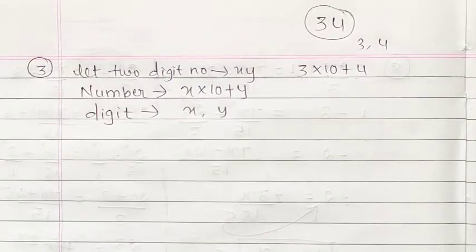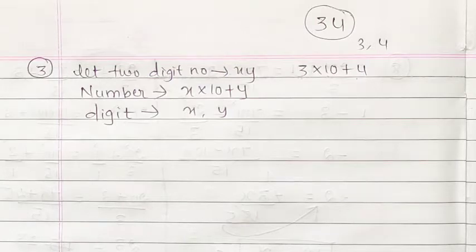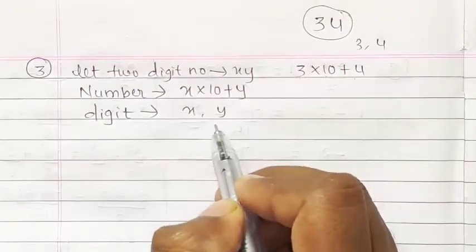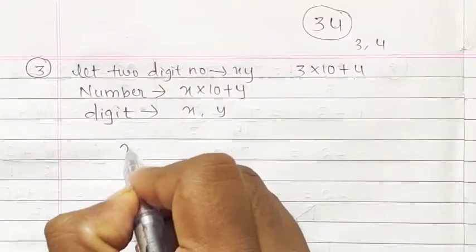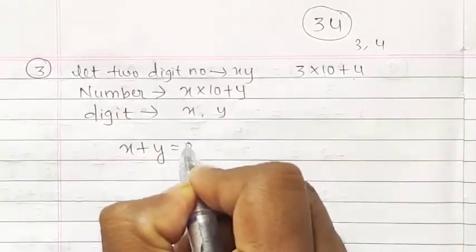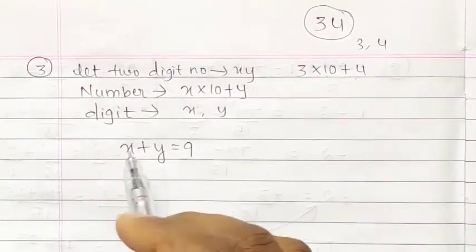According to the question, you can read in your textbook, the sum of the digits of the 2-digit number is 9. The sum of these digits is 9, they given. It means the first equation is x plus y is equal to 9. Sum of the digits is 9.